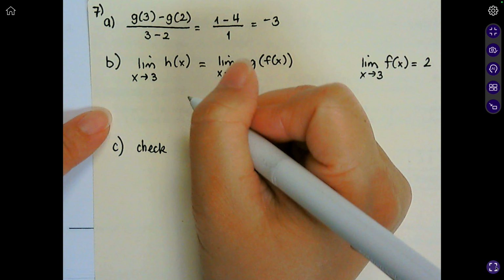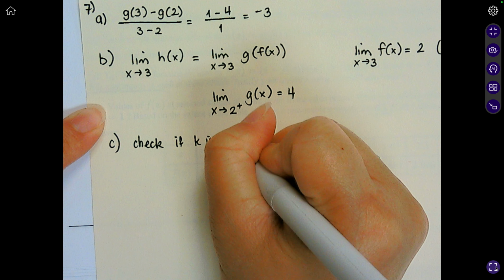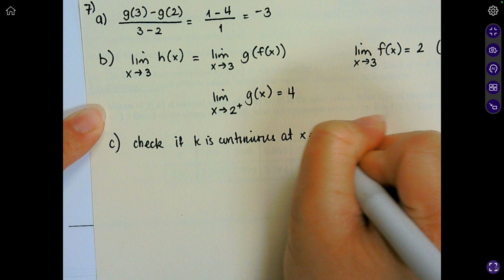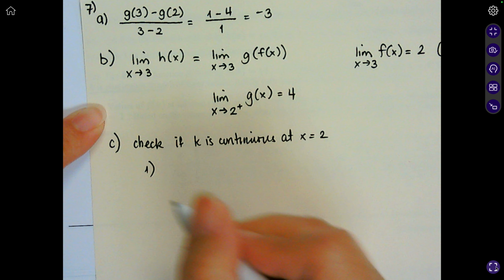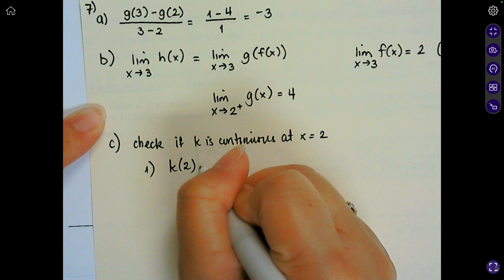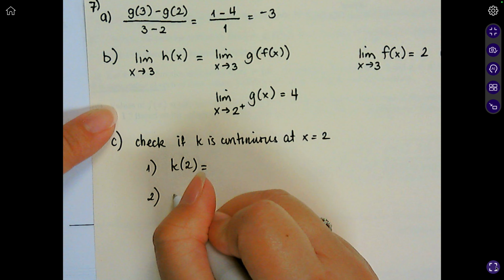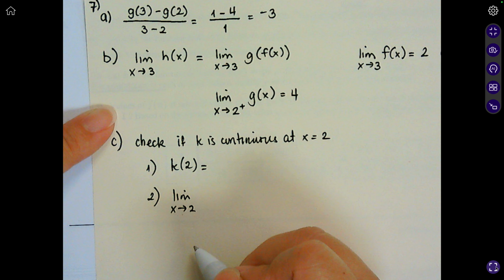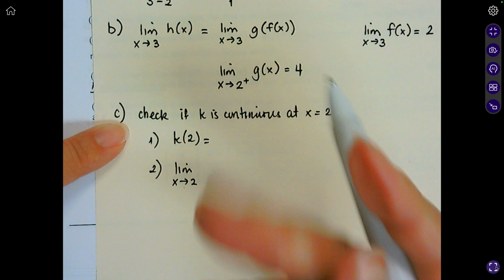This is function k. Check if k is continuous at x equal to 2. So these are my 3 checks. K at 2 has to exist. I'm going to write my setup first. The limit as x approaches 2 of my function has to exist. And last but not least, we'll write the third later.